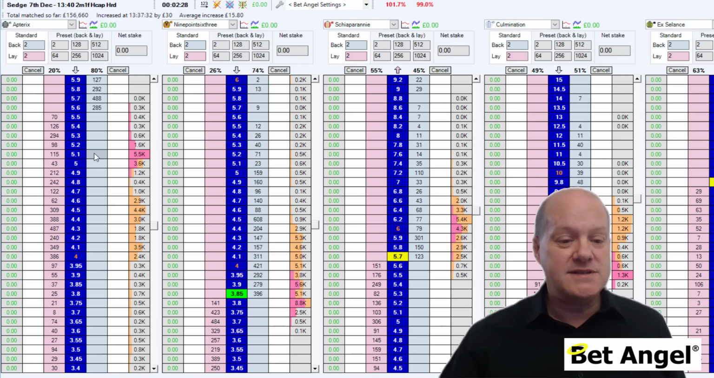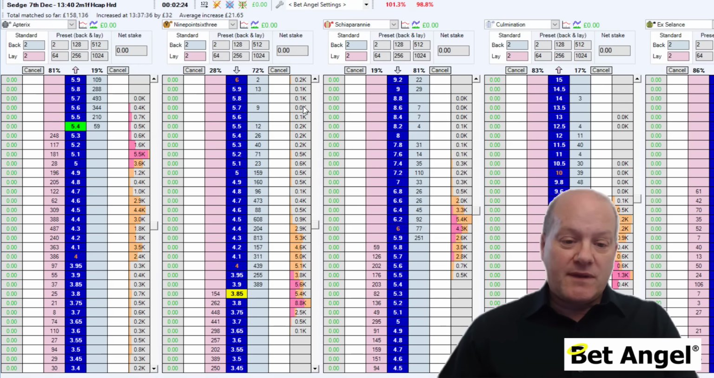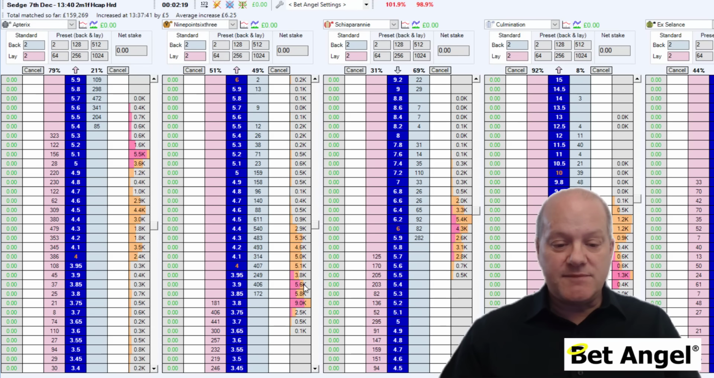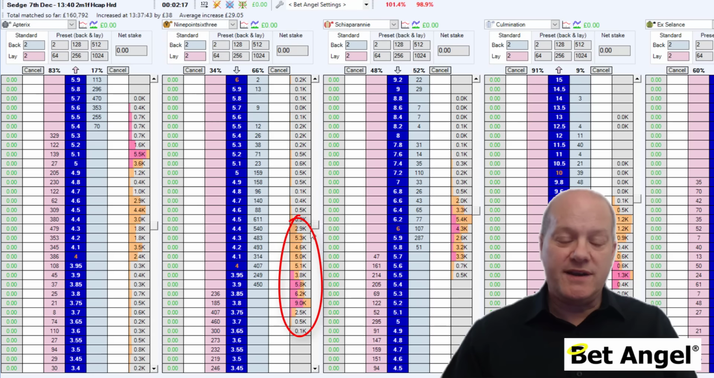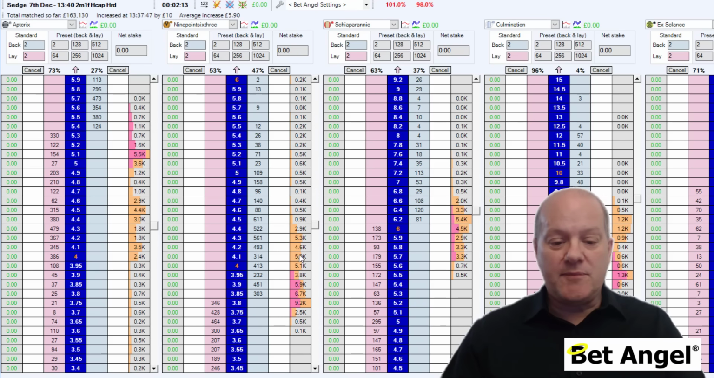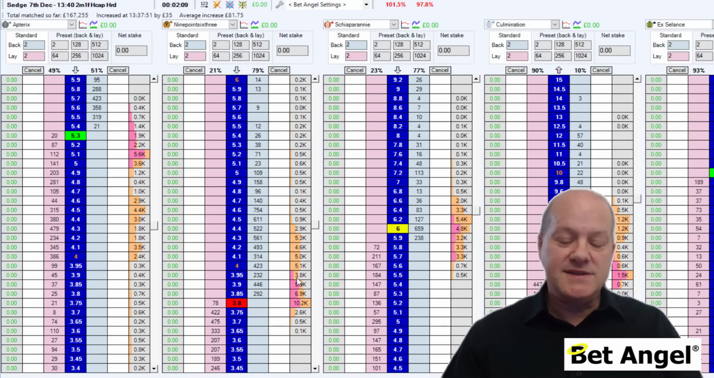But let's look at some of the detail that's sitting behind that as well. You can see that on here is where the most amount of money has been traded. So you can see there's £5,000 or so at each individual price that has been traded on the second favourite. And you can see the bigger the colour here, the more money has been traded. So you can see there's not been much money up here, plenty down here.